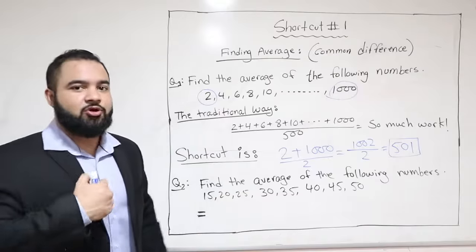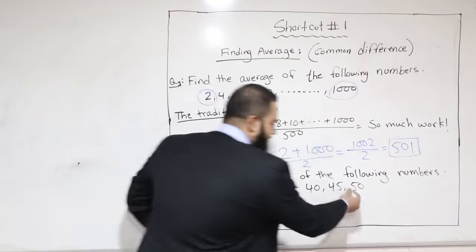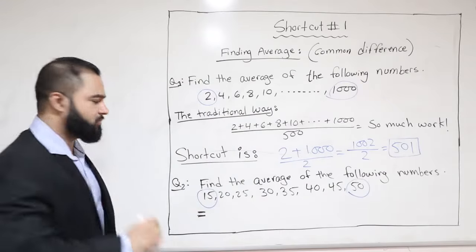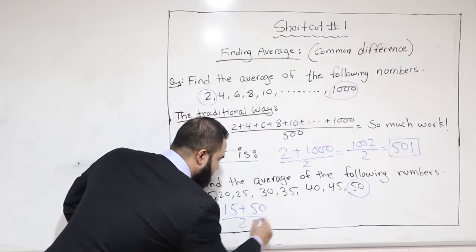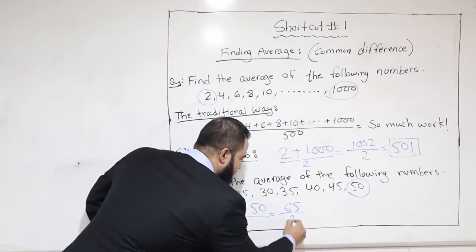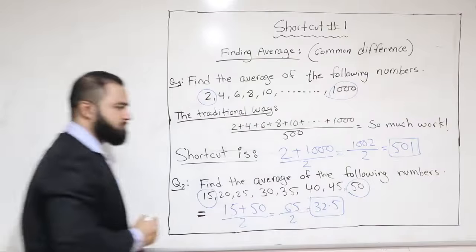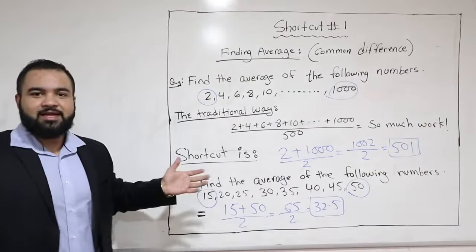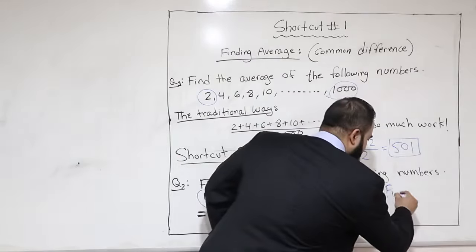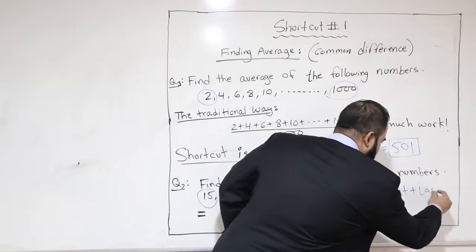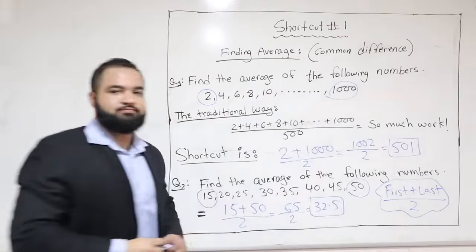So we can use our shortcut technique. We can add the first number with the last number and divide it by 2. So 15 plus 50 divided by 2, that's 65 over 2, which is 32.5. That's it. Remember, the first plus the last divide by 2. That's all you gotta do.